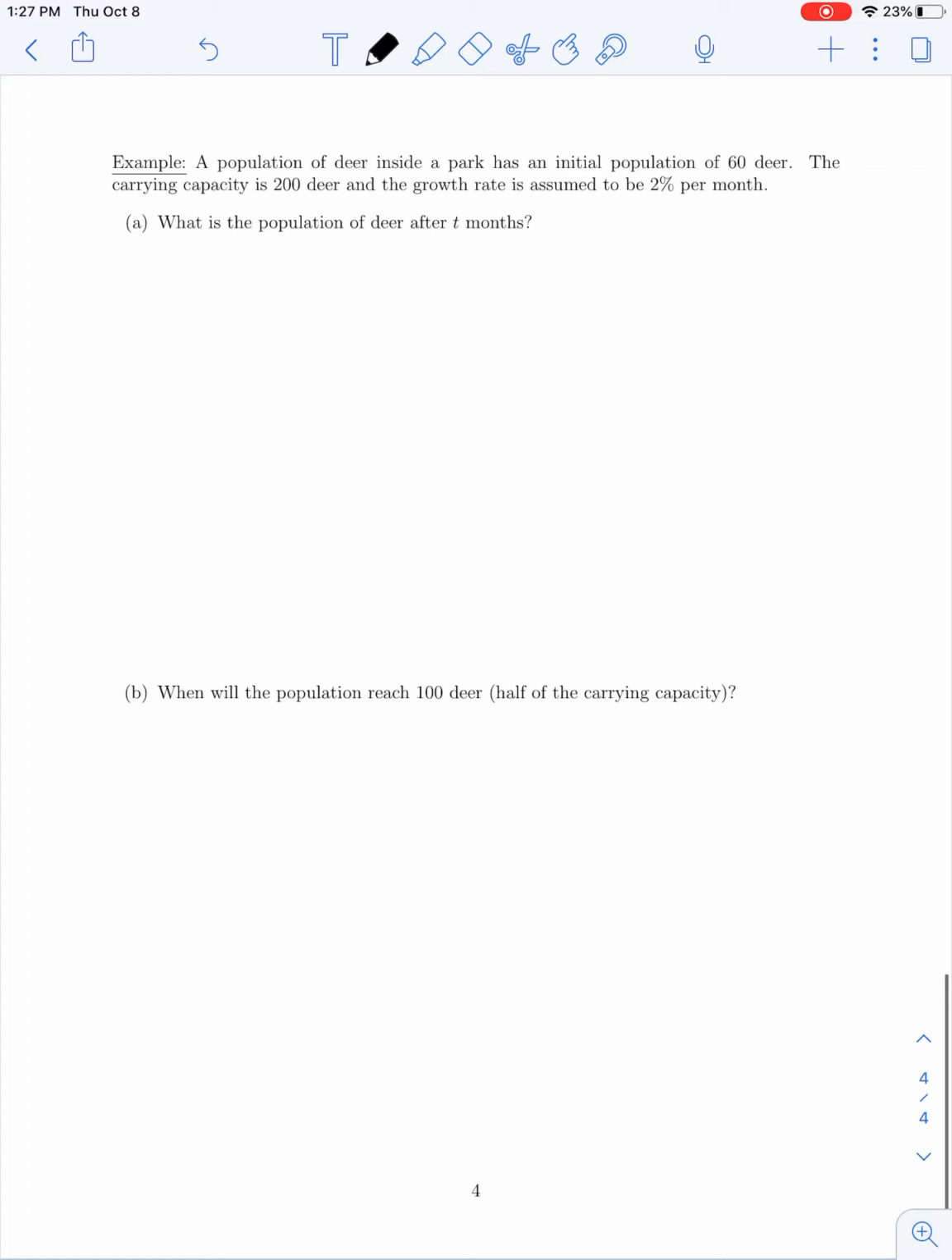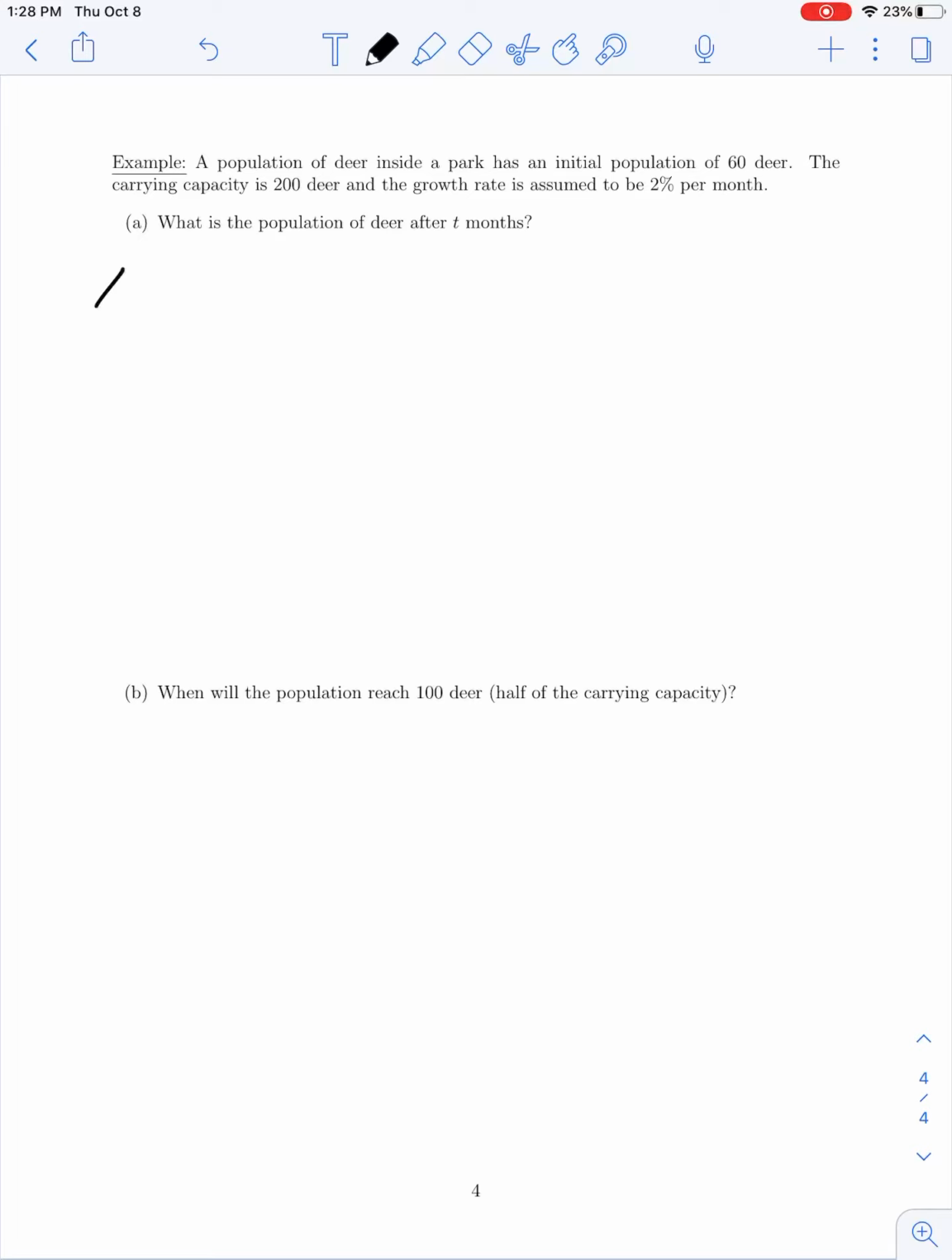So in our next example, we are given the following information: a population of deer inside a park has an initial population of 60 deer, and the carrying capacity is 200 deer, and the growth rate is assumed to be 2% per month. Okay. So in part A of this problem, we're asked for the population of deer after t months.